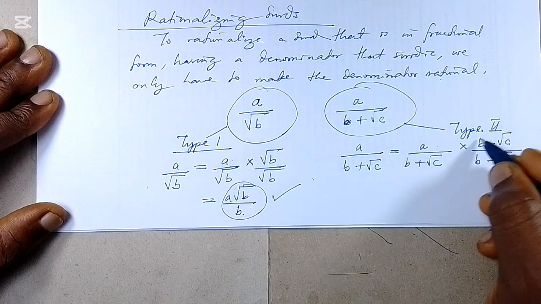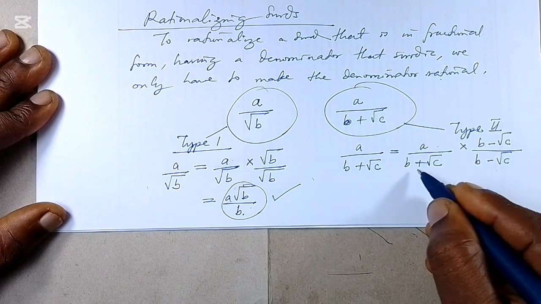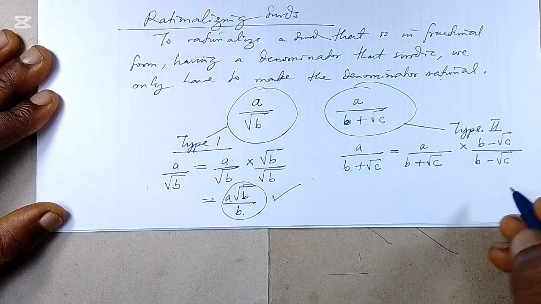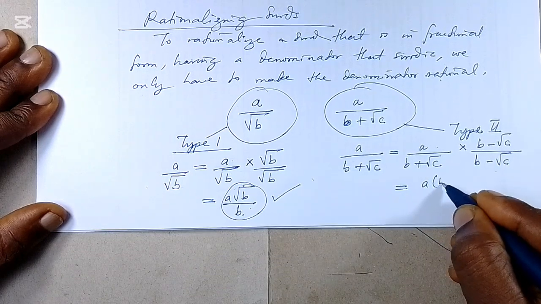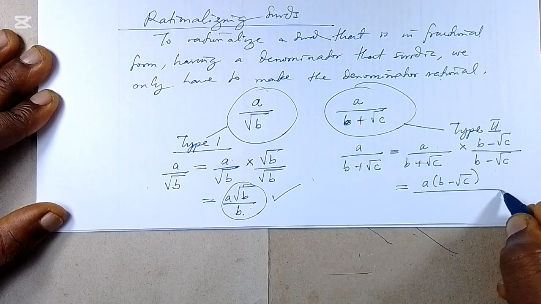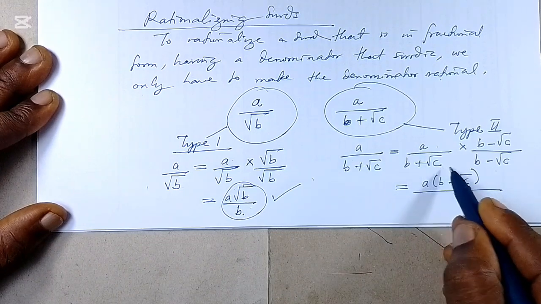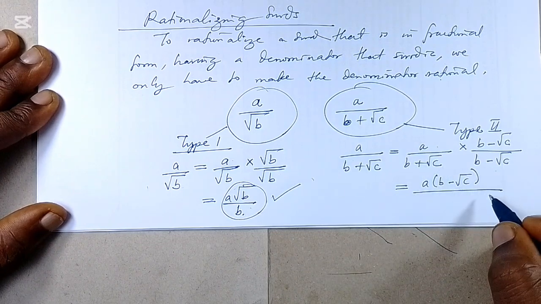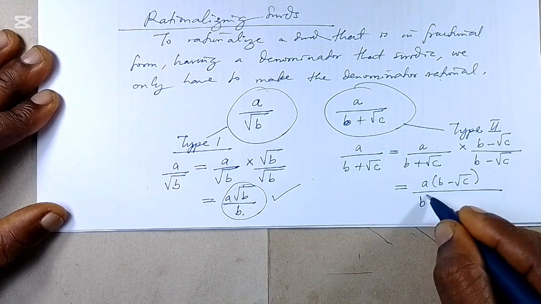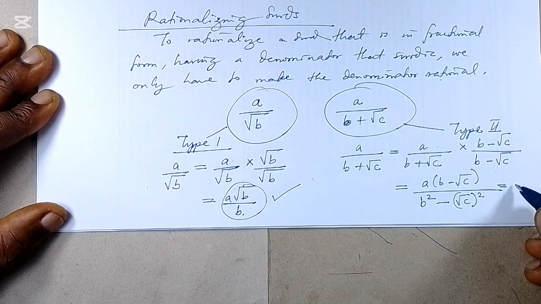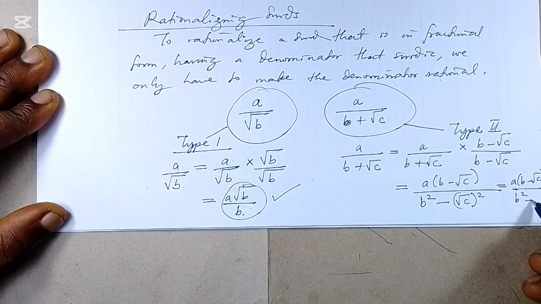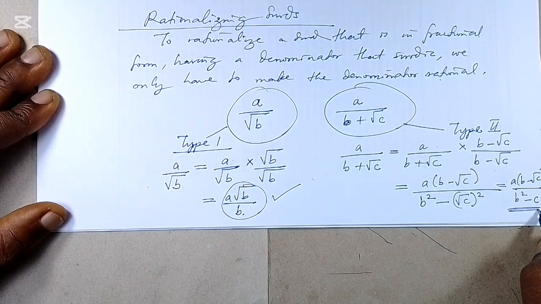So once you multiply the numerator a and the denominator b plus root c by the conjugate b minus root c, you end up with a times (b minus root c) in brackets, all over b plus root c times b minus root c, and that is a difference of two squares. This will give you b squared minus root c all squared. The result will be a(b minus root c) over b squared minus c, since root c squared gives you c. This is the result of rationalizing that surd.